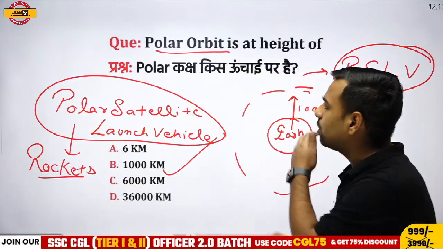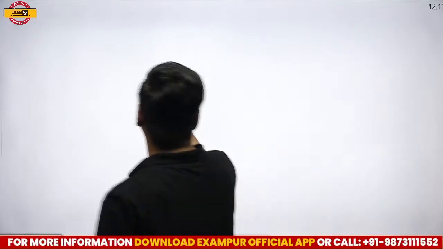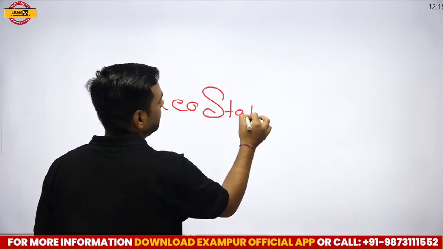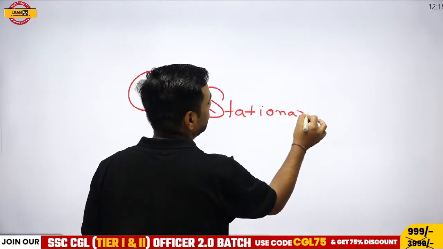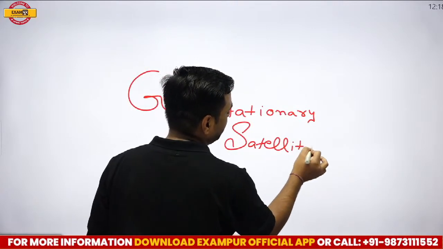Now, if I talk about other satellites, what is the second satellite? Another satellite is also known as geostationary satellite. Obviously, for this also we must be having some vehicle.